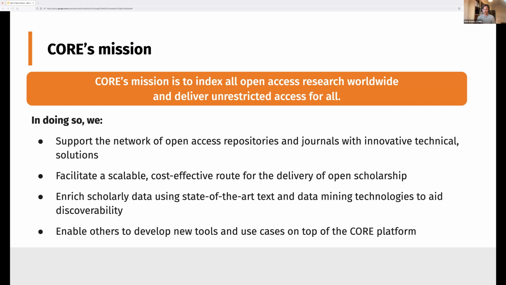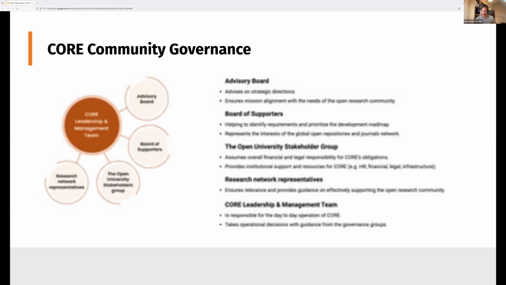CORE was initially started in the UK, but it has always been focusing on aggregating data from around the world. And in my next slide, please, in my presentation, I will try to explain how what Kathleen was referring to, this local and global, effectively come together with CORE.